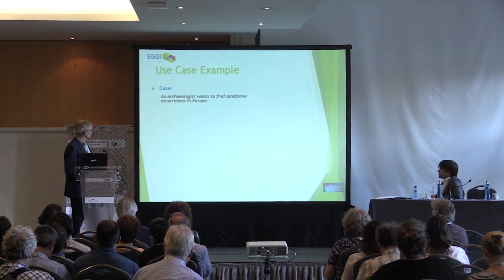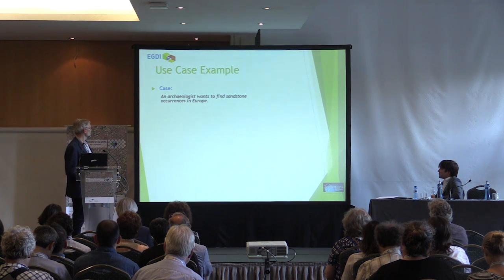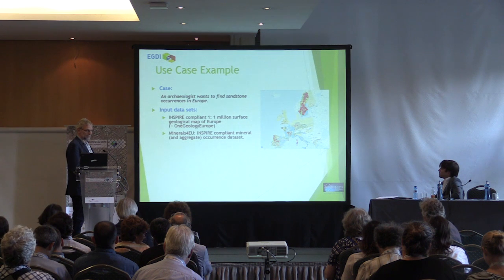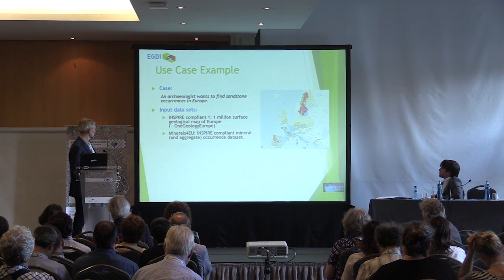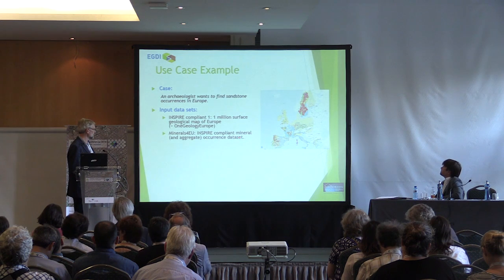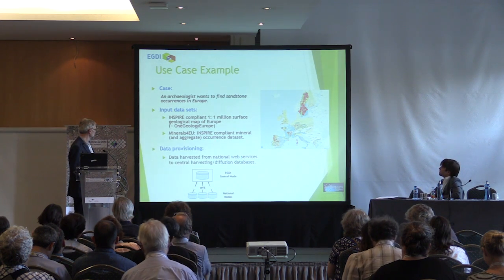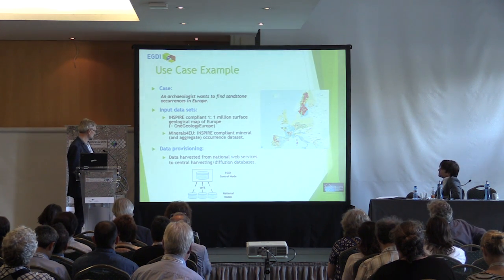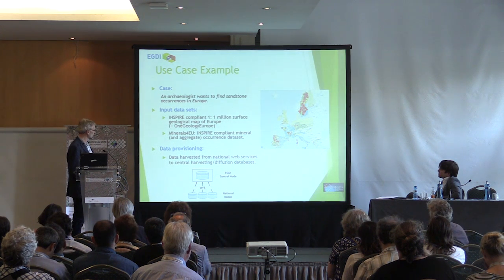An example that we defined: an archaeologist wants to find sandstone occurrences in Europe. We have a data set, the nice data set that Tim talked about. We also have data coming from another source about sandstone, the Minerals4EU, where there's data about mineral occurrences. Some of them could be of sandstone. We have harvested some of these into the central node, the central database beneath this.